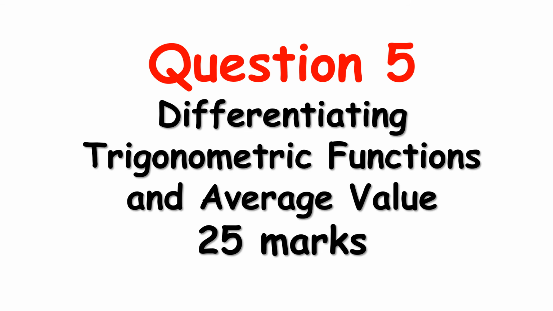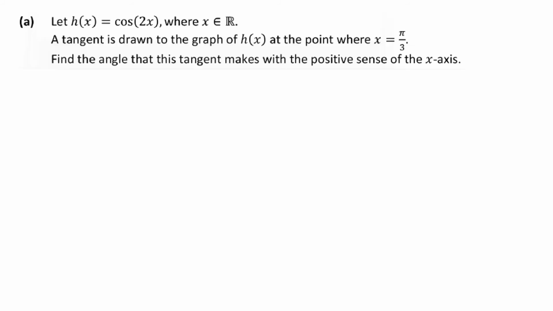Question 5. Differentiating trigonometric functions and calculating average value. This is a 25-mark question. So part A, let h of x equal cos of 2x, where x is an element of the real numbers. A tangent is drawn to the graph of h of x at the point where x is equal to pi over 3. Find the angle that the tangent makes with the positive sense of the x-axis.